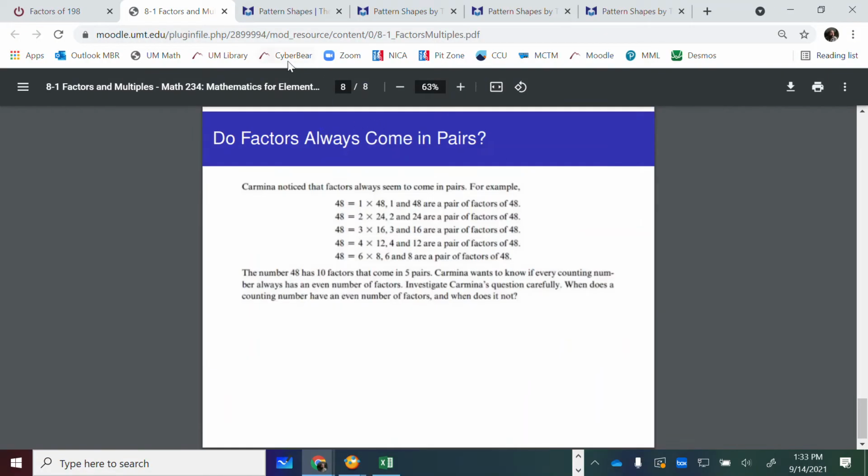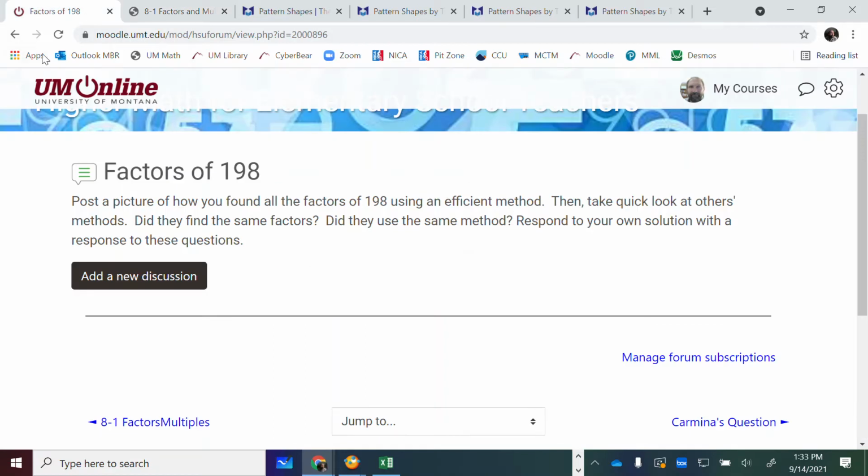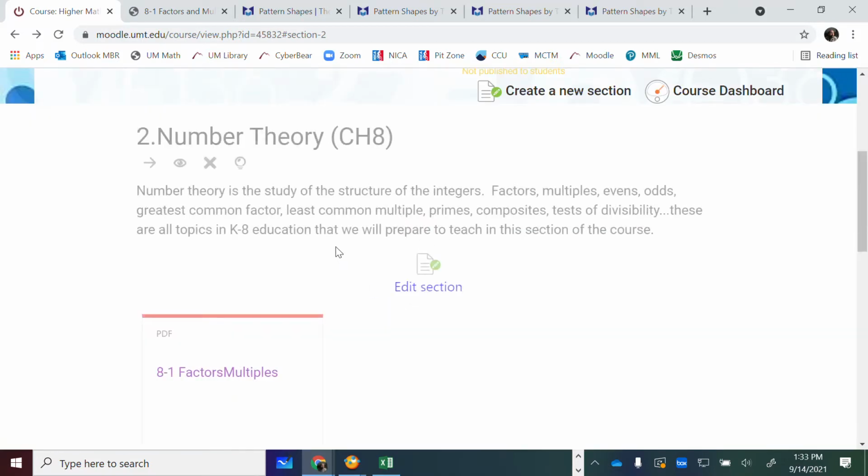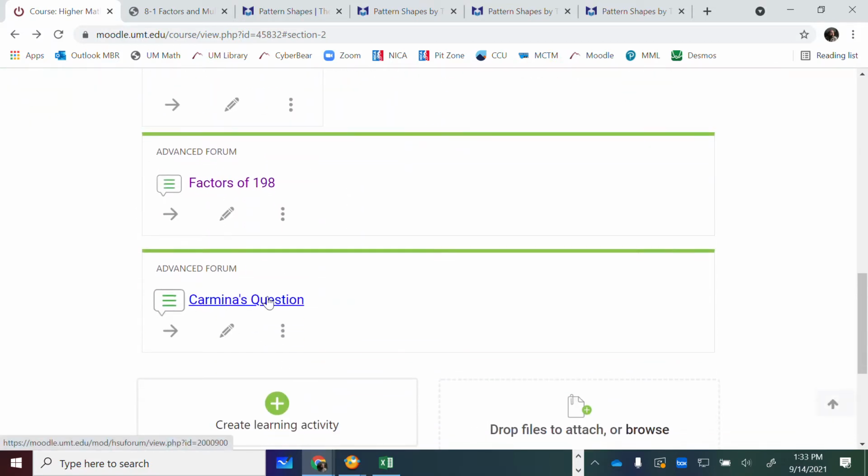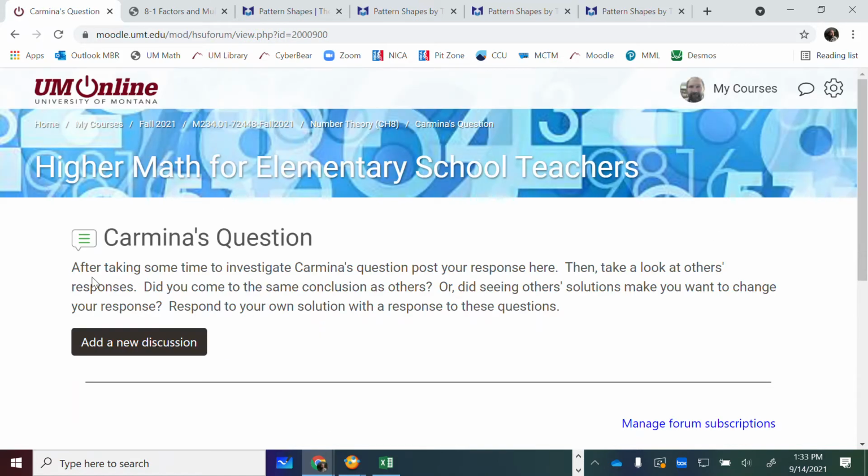Here again, let's just play the game again as part of lecture. So instead of this forum, I have another forum here called Carmina's Question. And again, in this forum, just take some time to investigate her question and post your response here, and then take a look at what others' responses are. Did you come to the same conclusion, or did seeing other solutions make you want to change your response? And then just respond to your own solution with a response to these questions. So hopefully you get the idea. Post your solution and then view other people's solutions and then respond to your own solution with whether or not you think you have it right or wrong.